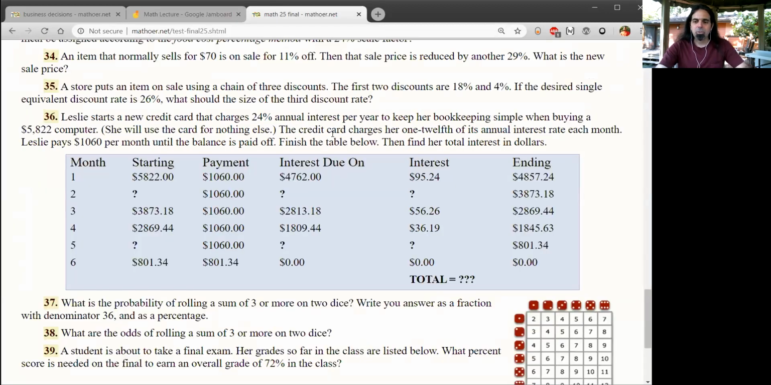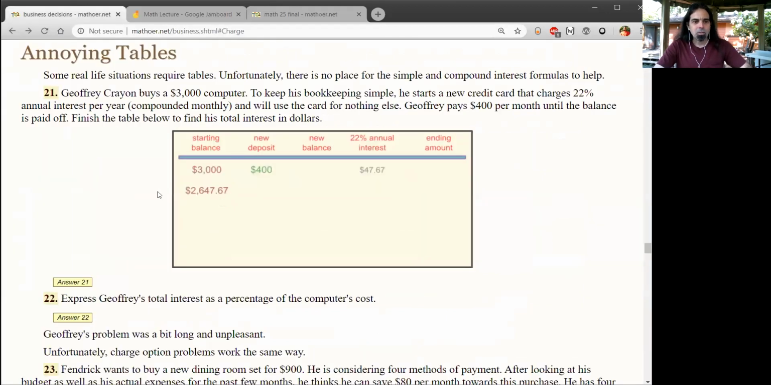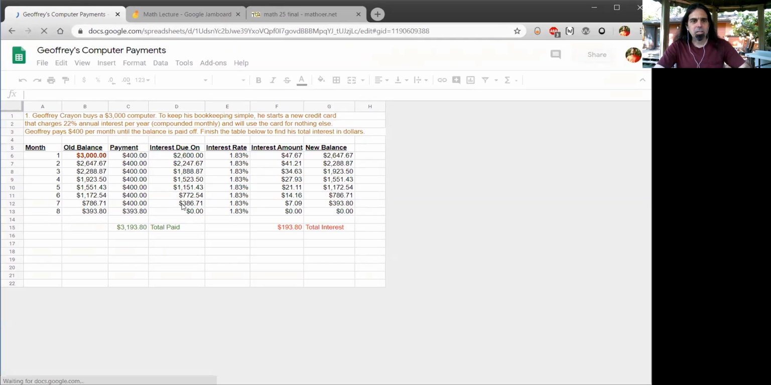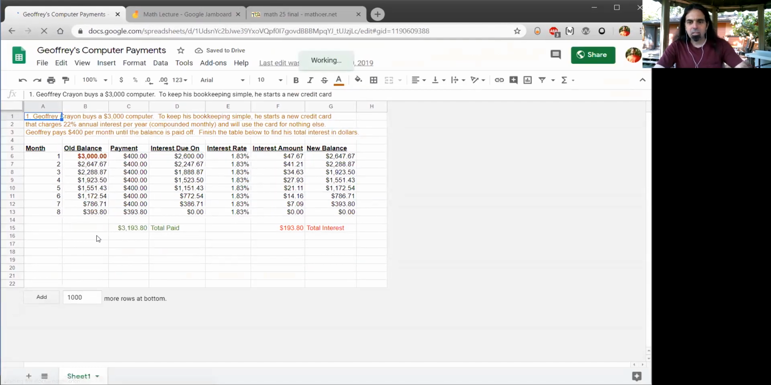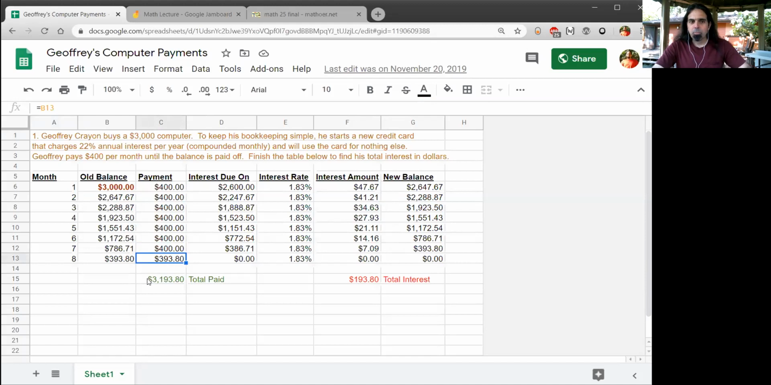The second issue is there some way to see the rest of this problem without wasting our math class going row by row? So if you look at the answers here, there's a link to a Google spreadsheet, and you can see, aha, it takes him 8 months, and eventually he gets down to 0. The last month, we don't put a payment of 400. He's not going to overpay. He owes only 393.80, so that's what he pays off and he's done.